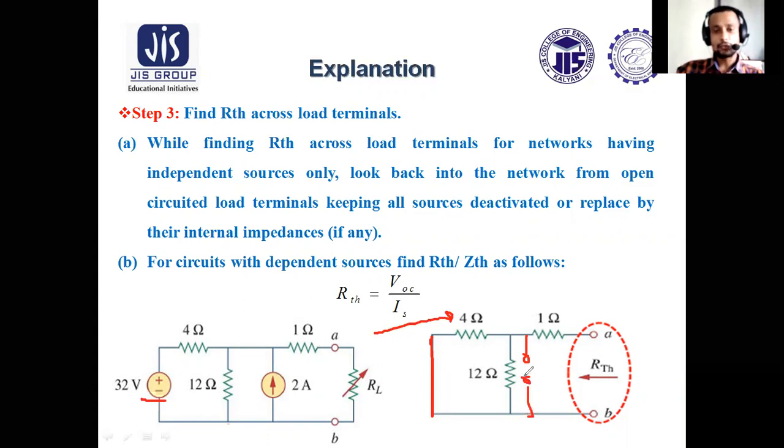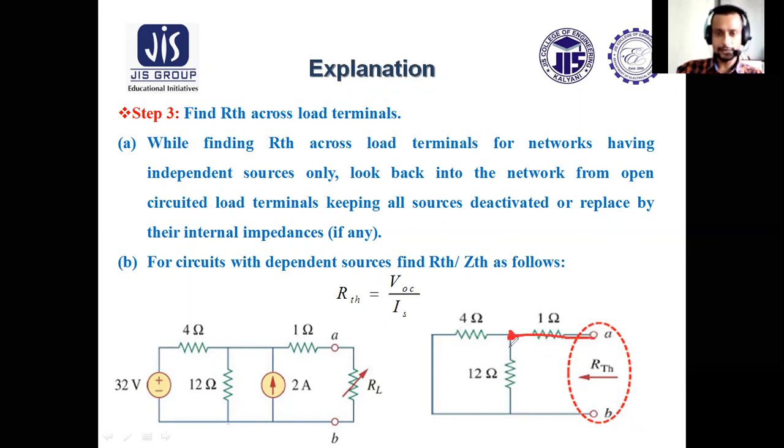Okay. So a voltage source is to be shorted if there is no internal impedance. A current source is to be open circuited while finding RTH. So while finding RTH, there should not be any source in the circuit. All the sources should be deactivated. So whenever the sources are deactivated, you can find RTH looking back into the network from the open circuited terminals. While you are looking back into the network, that means you are moving from A to B. You'll move through this path.